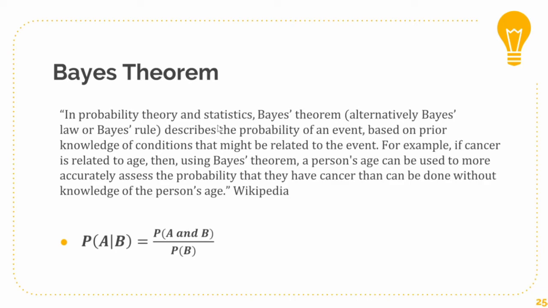In probability theory and statistics, Bayes' theorem, alternatively Bayes' law or Bayes' rule, describes the probability of an event based on prior knowledge of conditions that might be related to an event. For example, if cancer is related to age, then using Bayes' theorem, a person's age can be used to more accurately assess the probability that they have cancer than it can be done without knowledge of the person's age. This is the definition on Wikipedia right now. And this is how we mathematically illustrate Bayes' theorem.